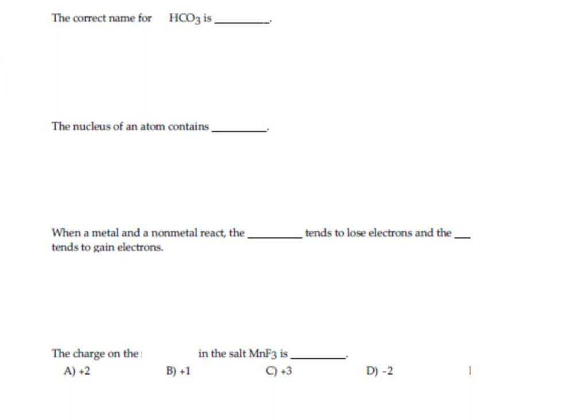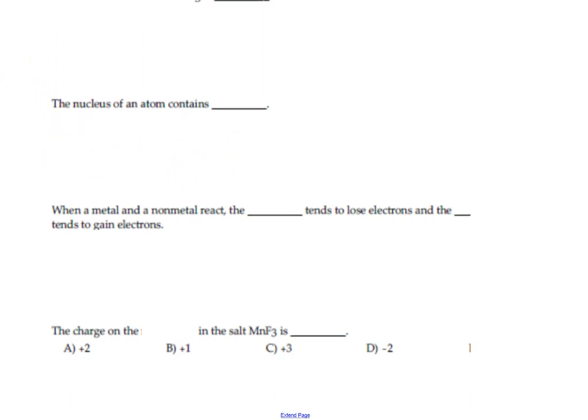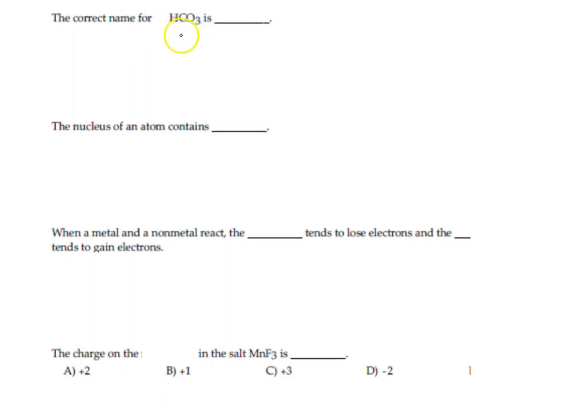All right, this is the last slide of multiple choice questions. The correct name for, and there's something missing here, by the way. It's not just HCO3. If it was HCO3, it'd have to have a charge because that would be a polyatomic ion, right? Metal. So like if it's Na, then the name would be sodium, hydrogen, carbonate.